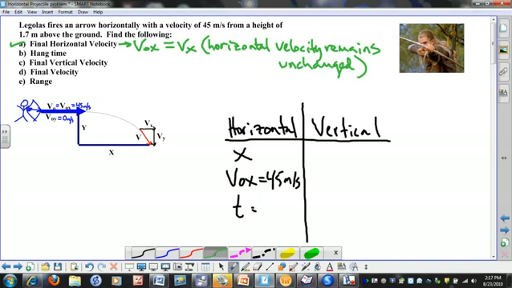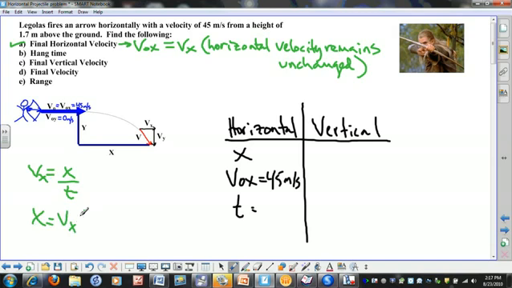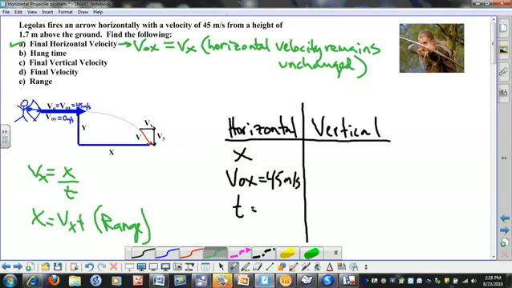Now, here's a new equation that I need to make you aware of. We already know that V is x over t. If we're talking about horizontal velocity, we put V sub x there. Therefore, x equals Vx t, and this is the equation to solve for range. That's the only equation used here, the range equation. Actually, let me write the equation: x equals Vx t. This equation is always going to be used in the horizontal.